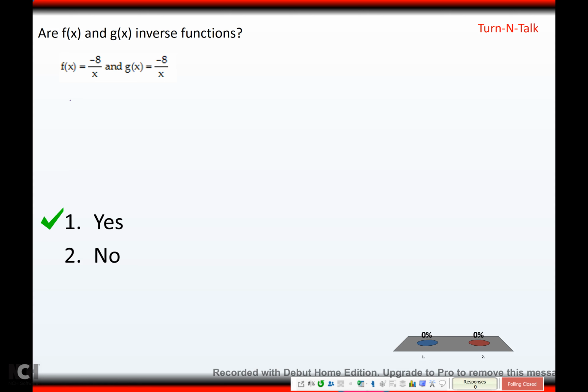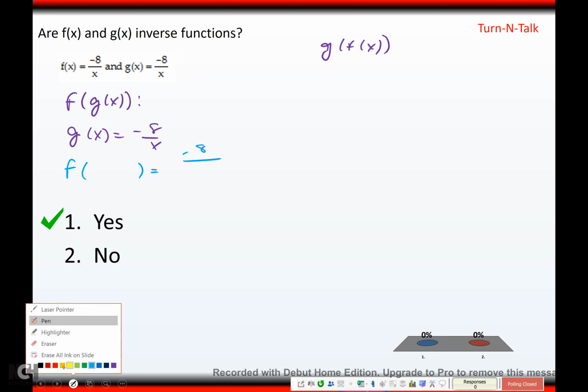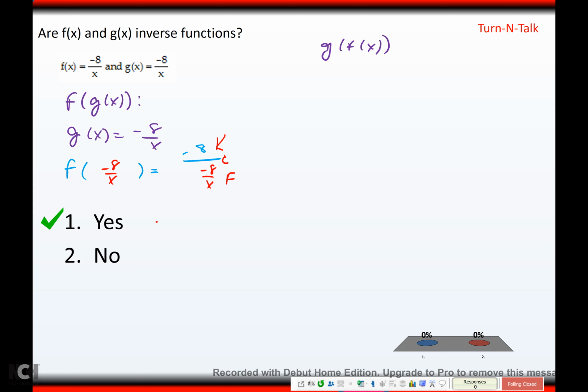Hopefully you got yes. If I find f of g of x and g of f of x, here I'm going to start with g, which is negative 8 over x, and I'm going to go to f, and f is this, and I brought negative 8 over x that I plug in. Keep, change, flip. I have negative 8 times x over negative 8. They cancel, and I get x.